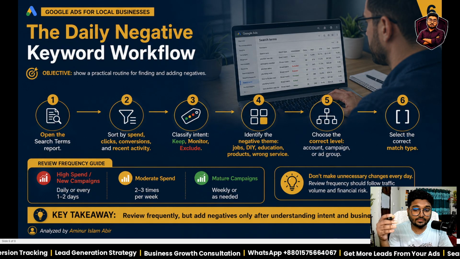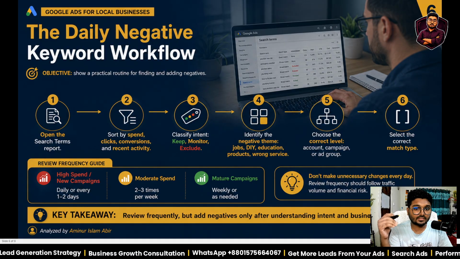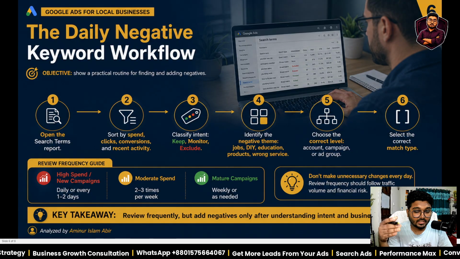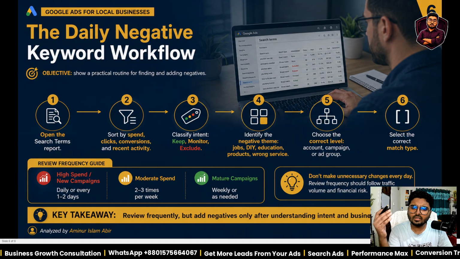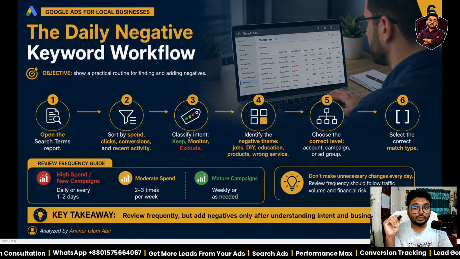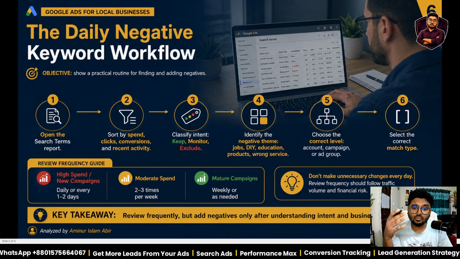The fourth step is to find the negative theme. Do not only block one full search. Ask whether the real problem is employment, education, DIY, products, the wrong service, the wrong customer, or the wrong location. The fifth step is to choose the correct level. Should the term be blocked across the account, inside one campaign, or inside one ad group?